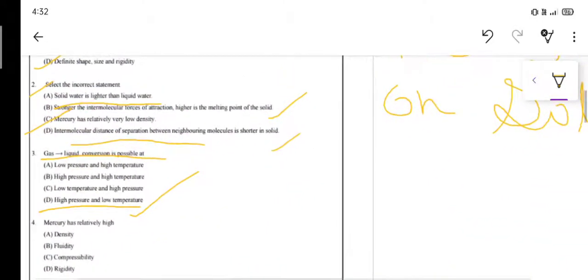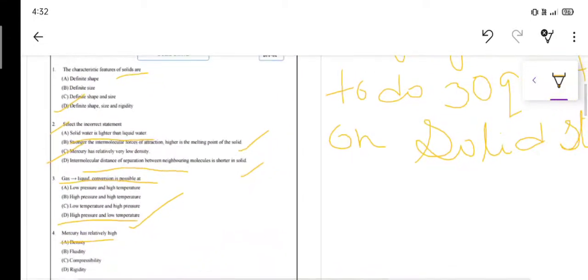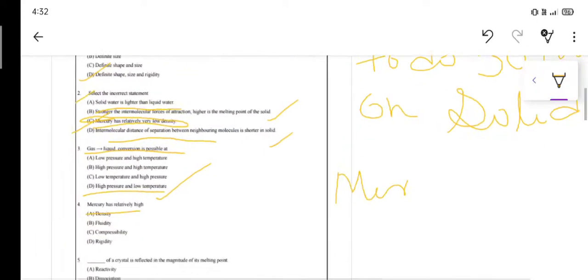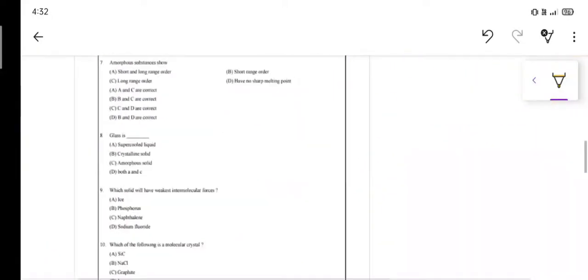Next, mercury has relatively low density. Learn it by heart: mercury has high density, high fluidity, high compression. Mercury has relatively high density. Okay, 4A.